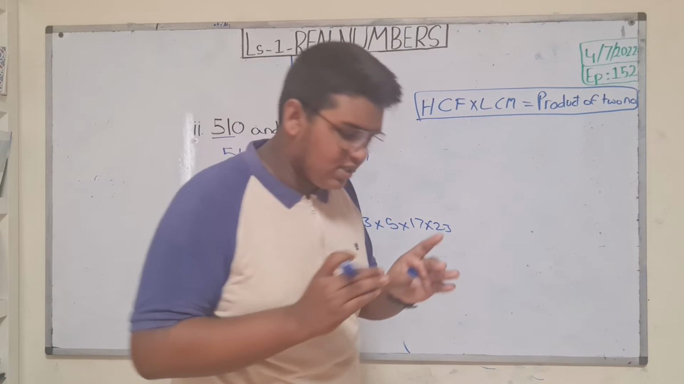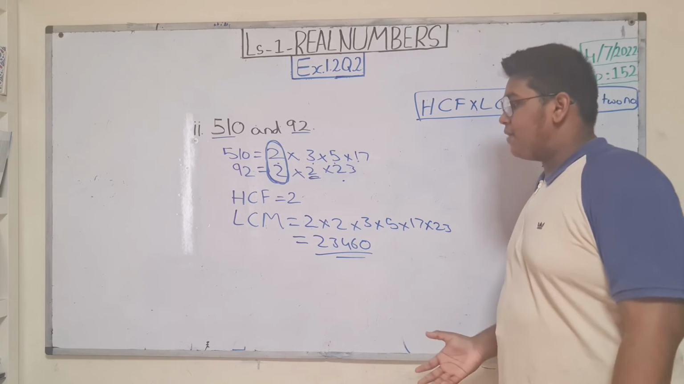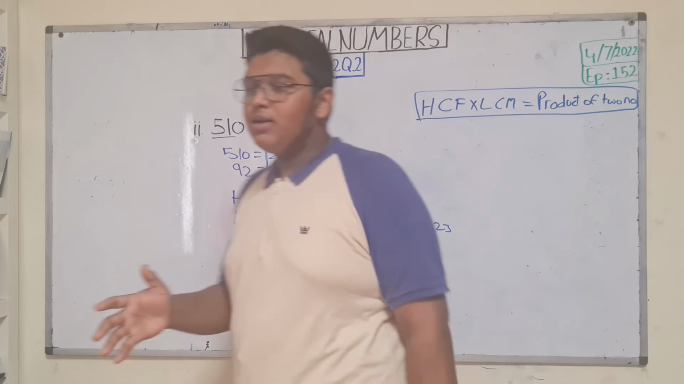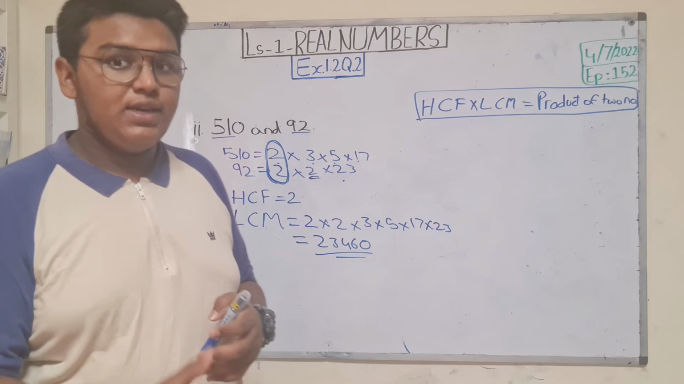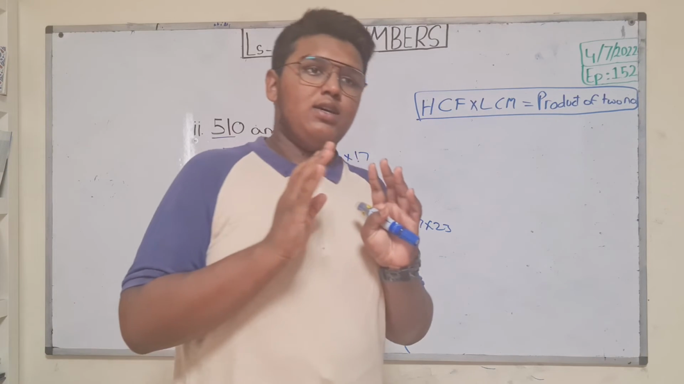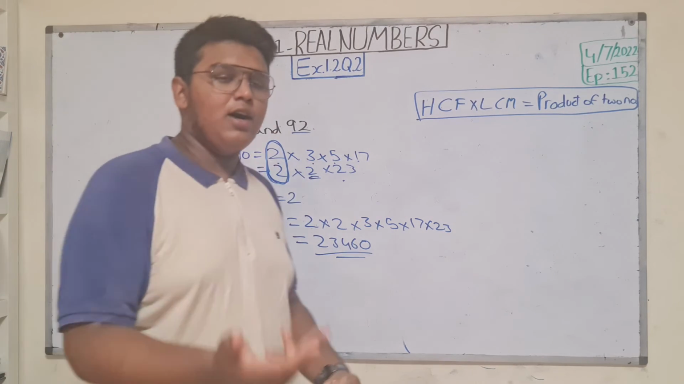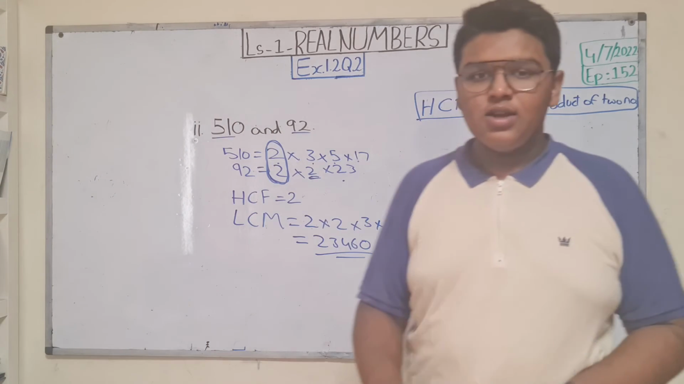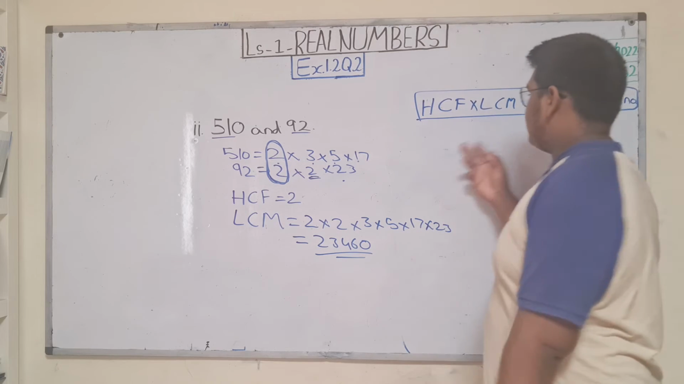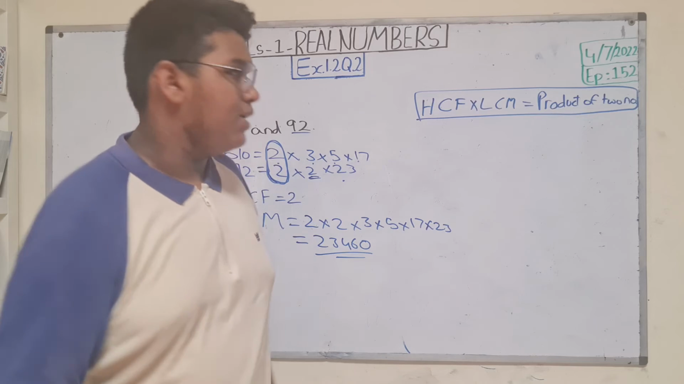It will be given in the question in the exam also, but if they ask you to verify it, like they will just ask to find the HCF and LCM and verify it with the product of numbers. Okay, they can trick the question and ask you. So you have to identify how the question is being asked. Now here HCF into LCM is equal to the product of two numbers, right?